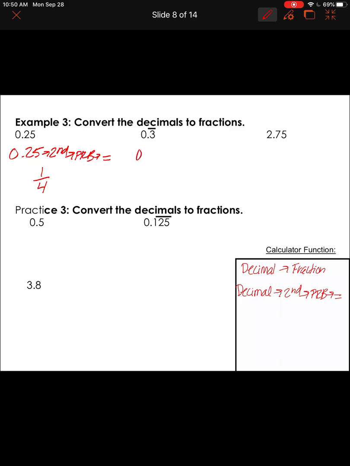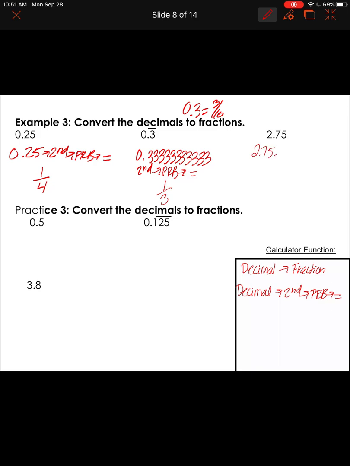If I have 0.3 repeating, this one's a little tricky because you have to put in many threes because it's repeating. Okay, if you just put in 0.3, it's going to give you 3/10. That is not the same. Okay, so once you have your decimal in there, it'll still be hit your second button, your PRB button, and then your equals, and we're going to get 1/3.